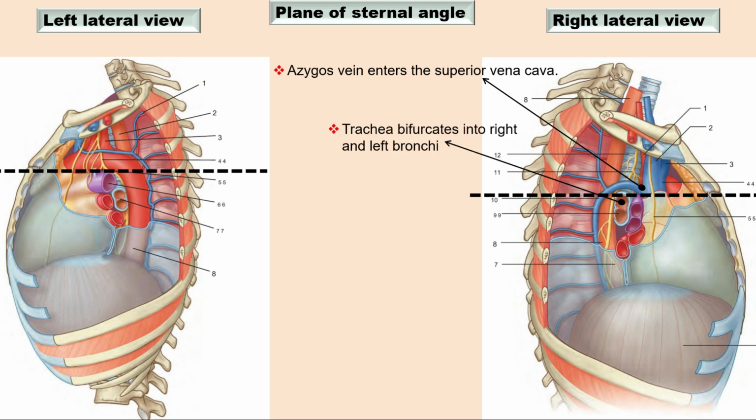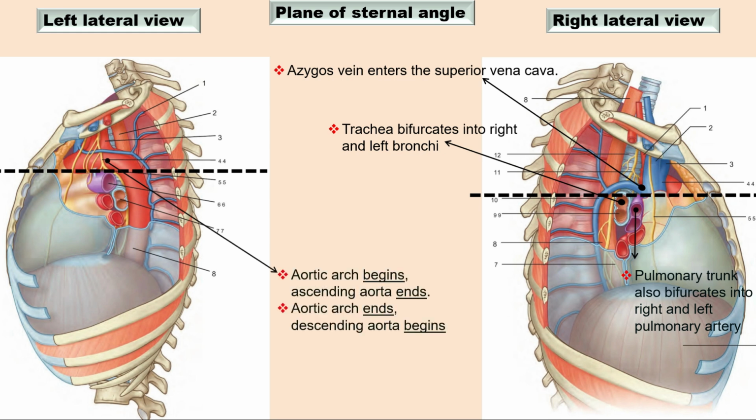At this point, we also have the bifurcation of the trachea into the right and left bronchi. We also have bifurcation of the pulmonary trunk, just below the angle, to form the left and right pulmonary arteries. We also have the aortic arch beginning and ending. As you can see, this implies that when the aortic arch is beginning, the ascending aorta is ending. And at the point where the aortic arch ends, the descending aorta begins.